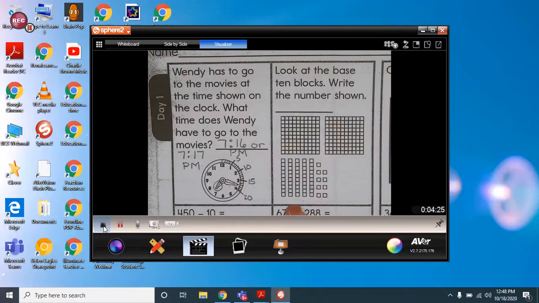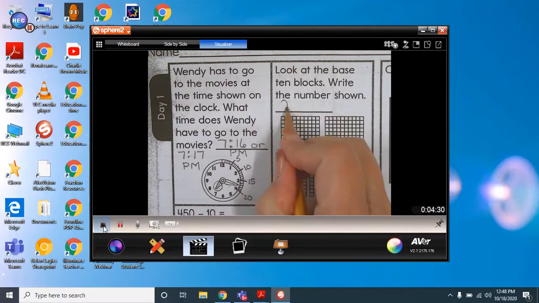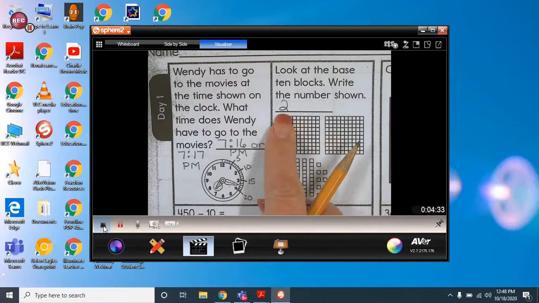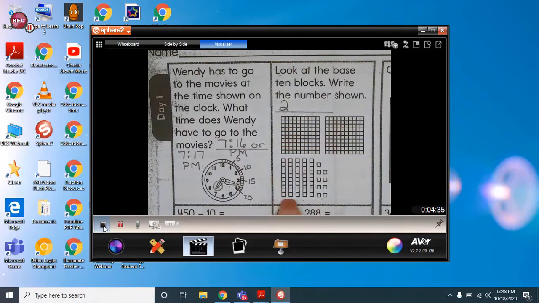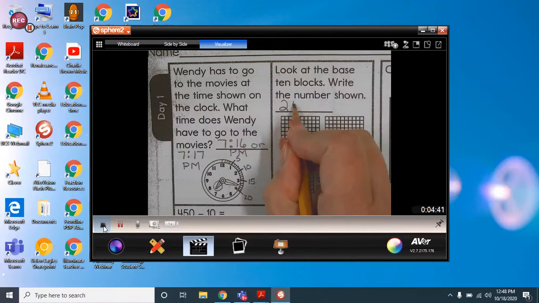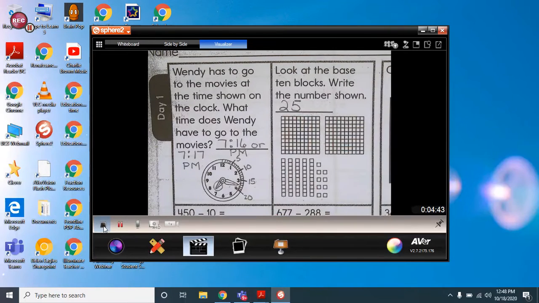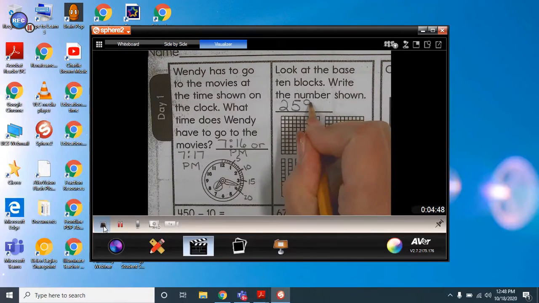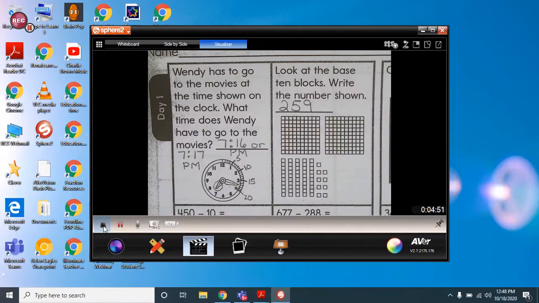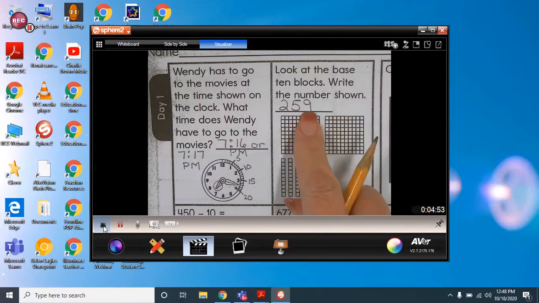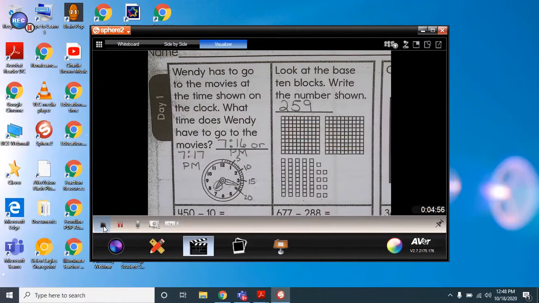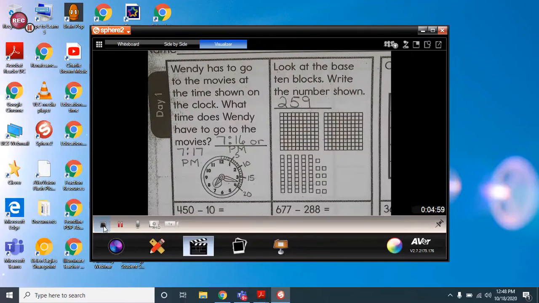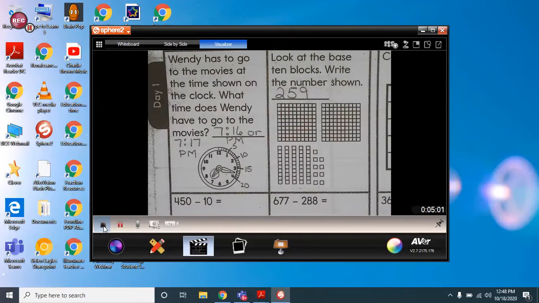So let's take a look at this number. We have 2 hundreds, so that tells me my 2 digit is going to be in my hundreds place. I have 10, 20, 30, 40, 50, so that's 5 tens. So I'm going to put the digit 5 in my tens place, and I have 9 ones, and that would tell me my 9 goes in my ones place. I have 9 ones.